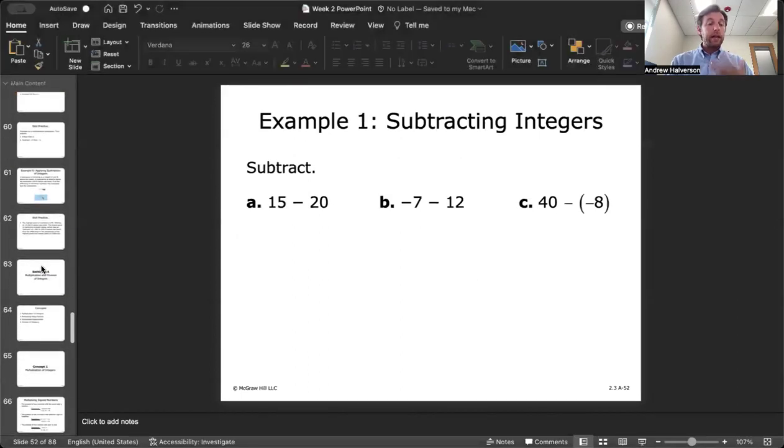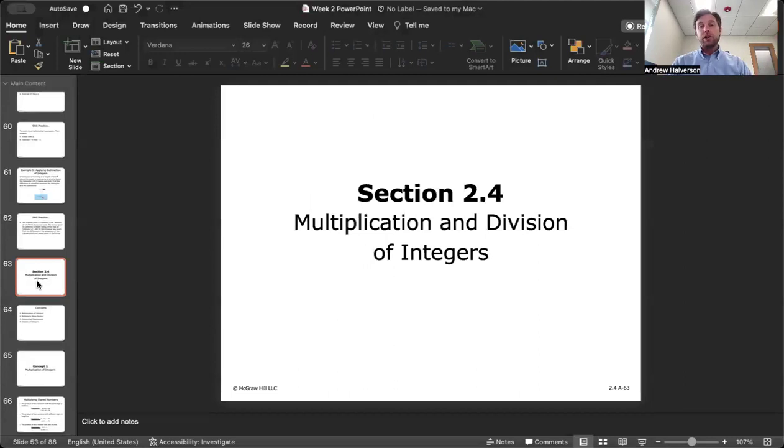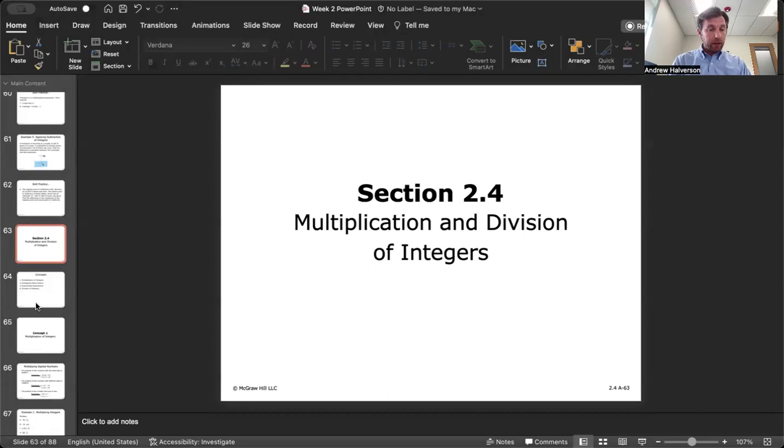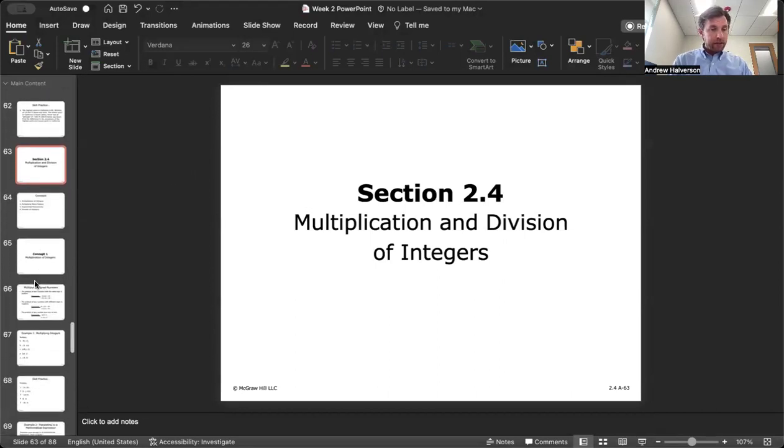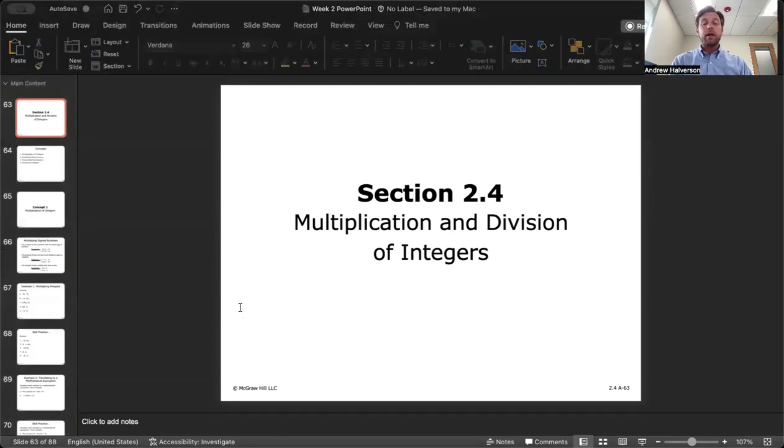The next rule is multiplication and division. We can do these at the same time because there's one rule that applies to both. Let's see, maybe they have it. Well, I'm looking ahead and I see that they don't have it, so I'm going to type the rule right here for you. When you multiply or divide values of the same sign, the result is positive. That's the rule.